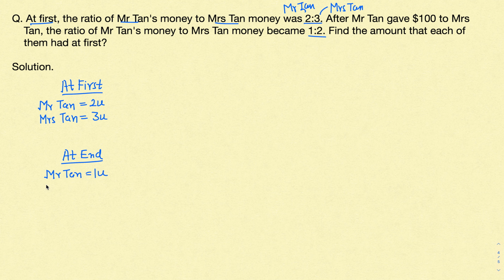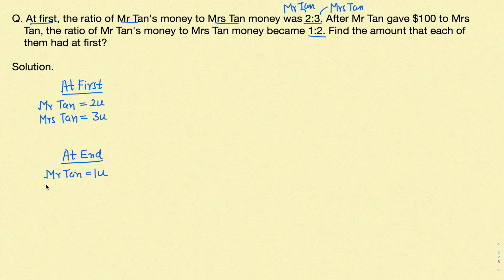Now from this, we can't infer much, right? If you read the question carefully, again this is a question on internal transfer. Why? Because the money is transferred from Mr. Tan to Mrs. Tan. It's not going outside. It's not that Mr. Tan is giving money to someone else, to his friends or someone. So basically the two people here are Mr. Tan and Mrs. Tan, and the money is being transferred from Mr. Tan to Mrs. Tan. So this is a case of internal transfer, right?